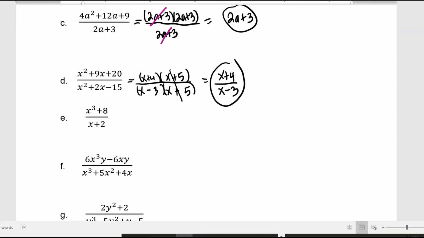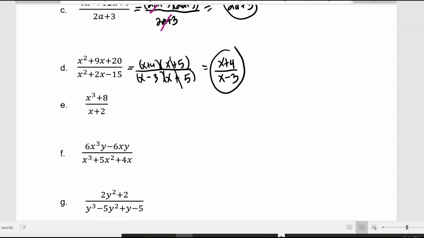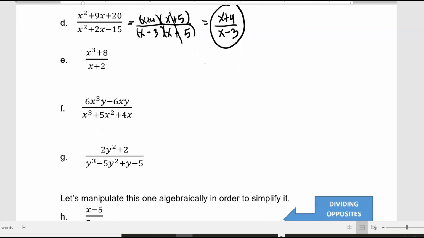Moving on to E, x cubed plus 8. Were you able to classify x cubed plus 8? Now notice that there is no GCF, but you have cubes. So if you look at this, we could rewrite that as something cubed plus something cubed. And because we get x cubed for x cubed and 2 cubed for 8, we know that x would be our A and 2 would be our B in this formula.